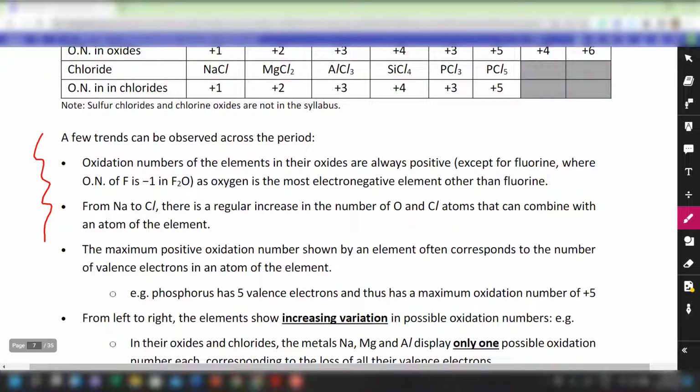Oxidation number of the elements in the oxide are always positive, okay, except for F2O. Yeah, because for F2O, fluorine is more electronegative than oxygen. So for F2O, the oxidation state for oxygen will be +2. Okay, so you should be able to deduce that based on what you understand about electronegativity values.